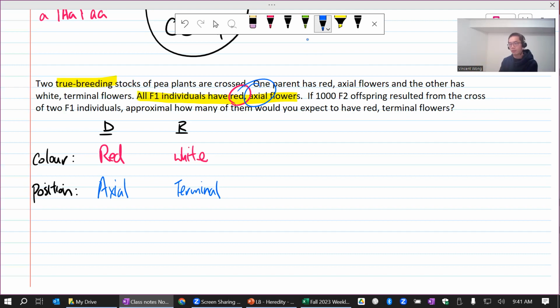That's the first thing you have to figure out in a question like this. And it's not hard. You just have to realize, oh, parents are true breeding, then whatever the F1 looks like, those are going to be the dominant.